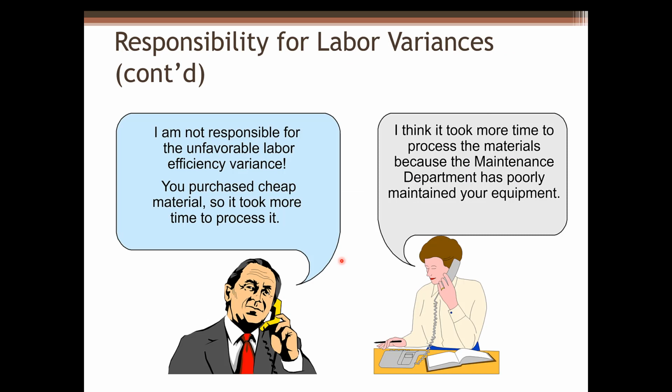But sometimes, labor variances cannot be controlled entirely by the production manager. For example, the purchasing manager may purchase lower quality materials, resulting in unfavorable labor efficiency variance for the production manager. Or the maintenance department may do a poor job of maintaining production equipment, and this increases the processing time required for each unit, causing an unfavorable labor efficiency variance.